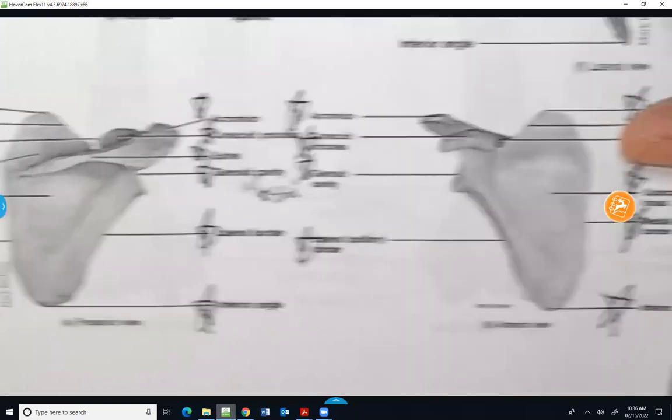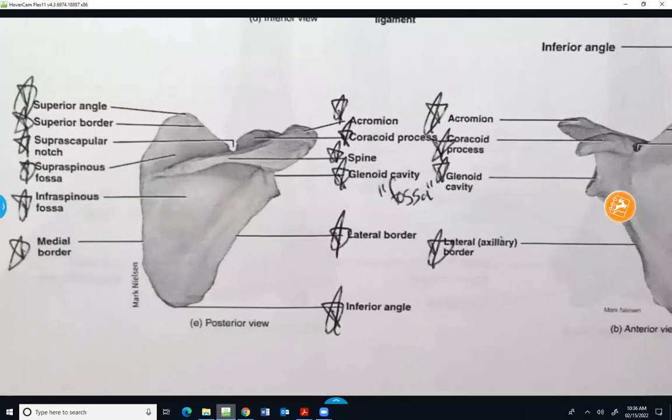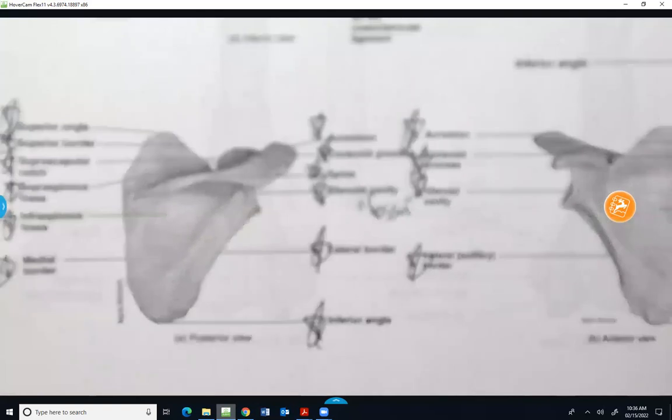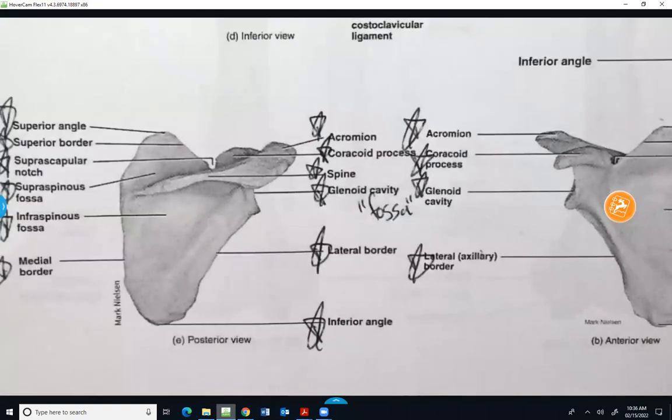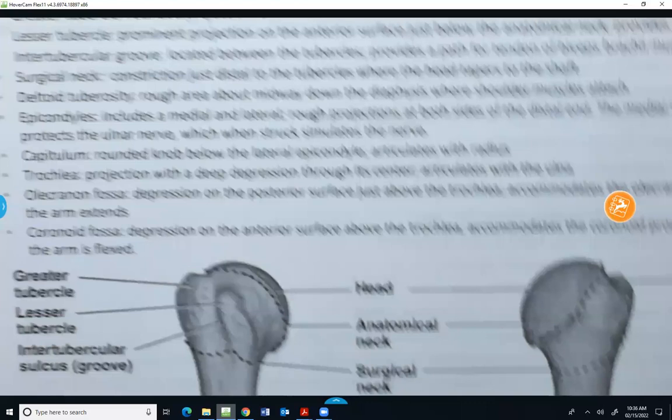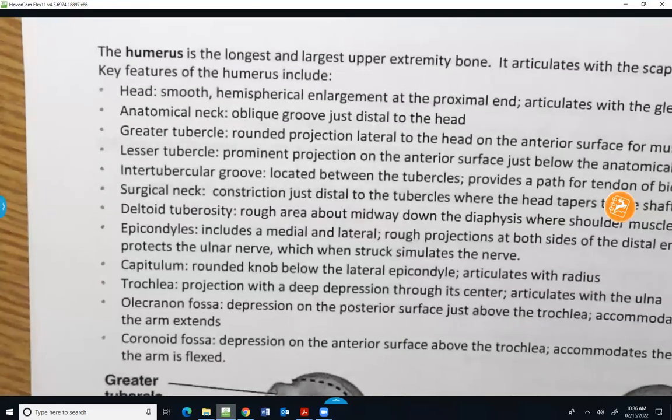So if you didn't notice, I've highlighted or starred everything in the bottom pages. Okay, any questions? All right, let's talk about the humerus.